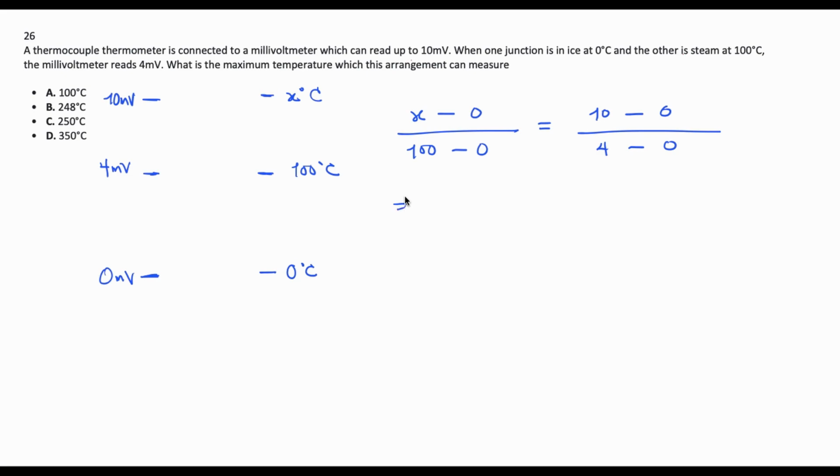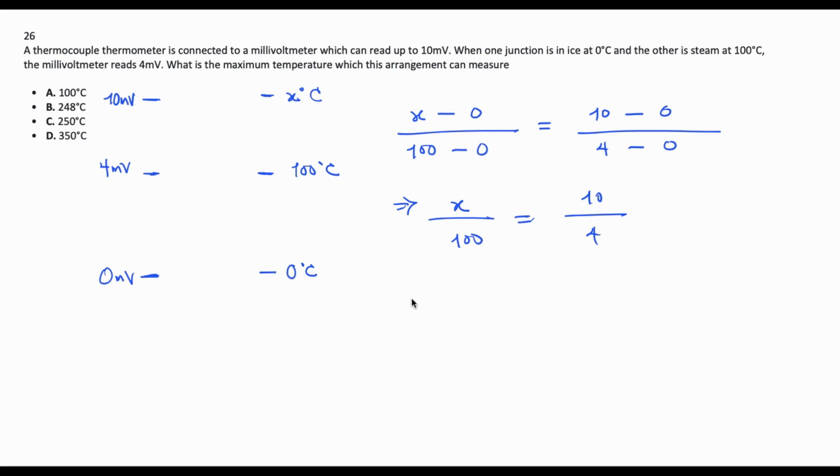Now, X minus 0 is simply X. 100 minus 0 is 100. 10 minus 0 is 10. And 4 minus 0 is 4. Now, I went through the pains of writing out the minus zeros here because you might also have a scale where the minimum is not 0. It could be anything. So this is how you go about it.